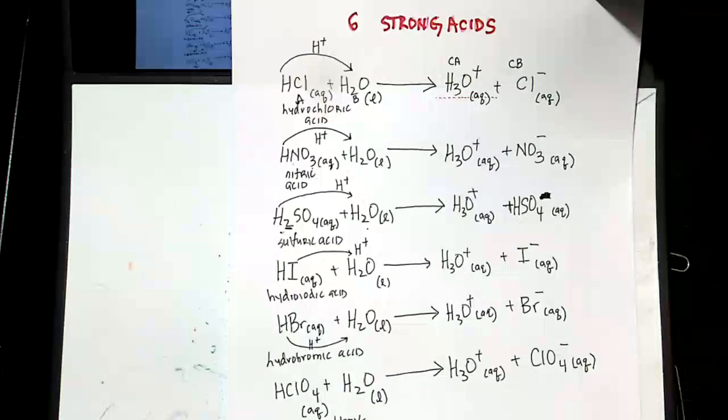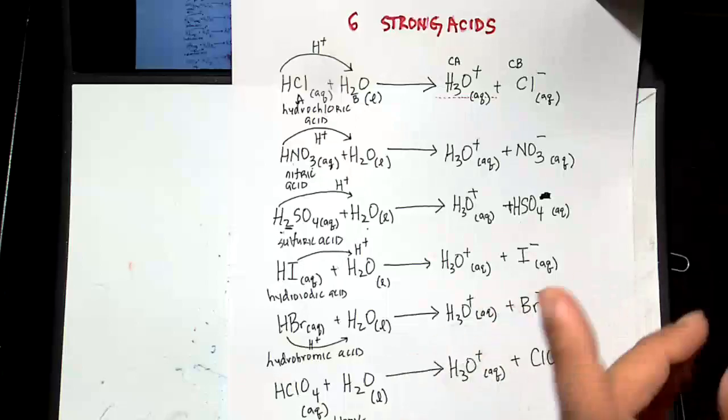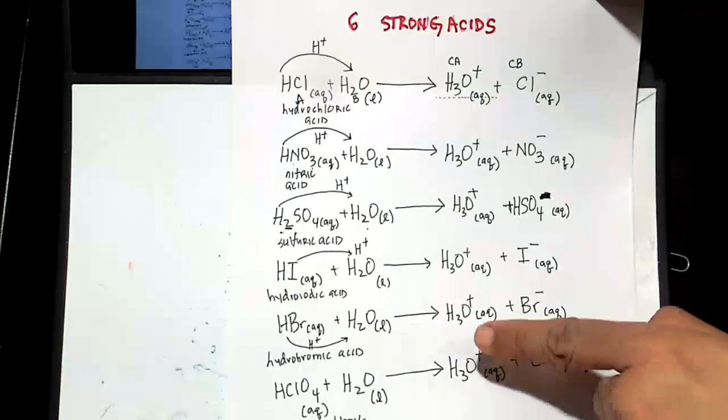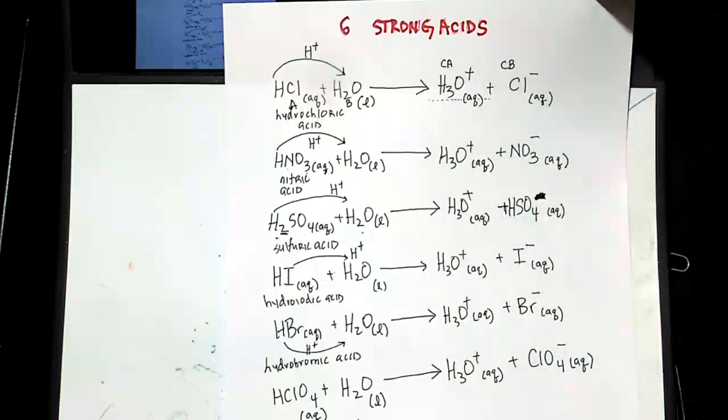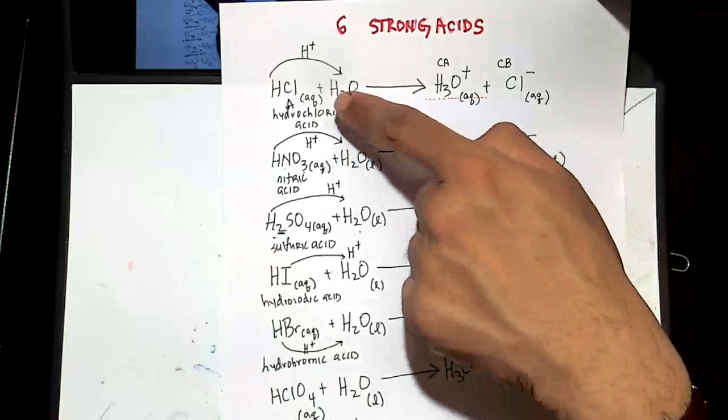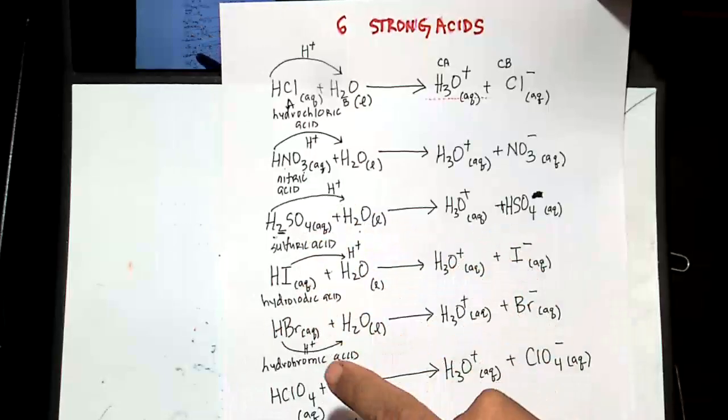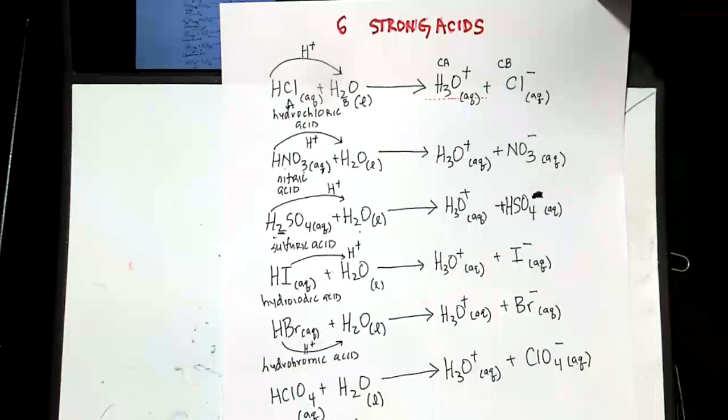A couple of things about these 6 strong acids. Number one, they're strong, which means that they are 100%, or close to 100% source of protons. They really, really give protons and acidify the environment. Here they are acidifying water.